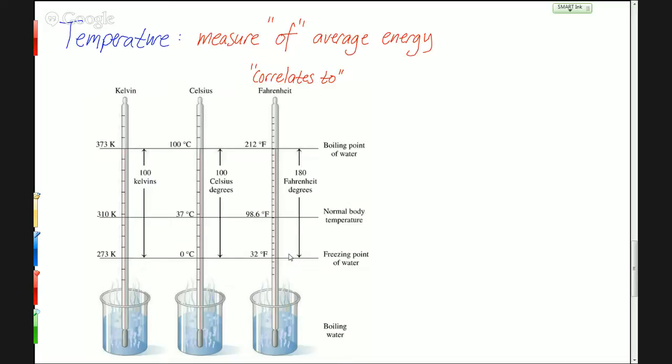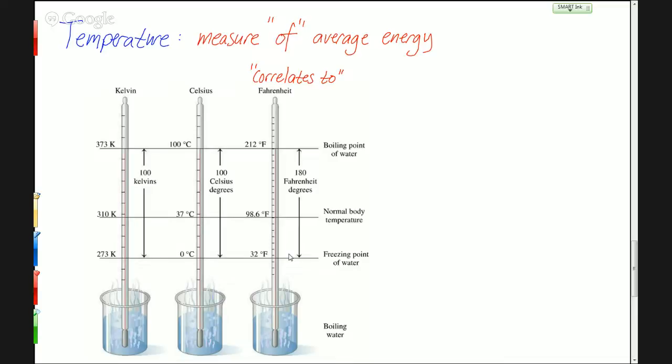It's also helpful because when we use temperature as a measure of energy in calculations, we often can't handle negative numbers. It won't work in the calculation. So we have to start at 0. And so when we do those kinds of calculations, we'll always need to be in kelvins.